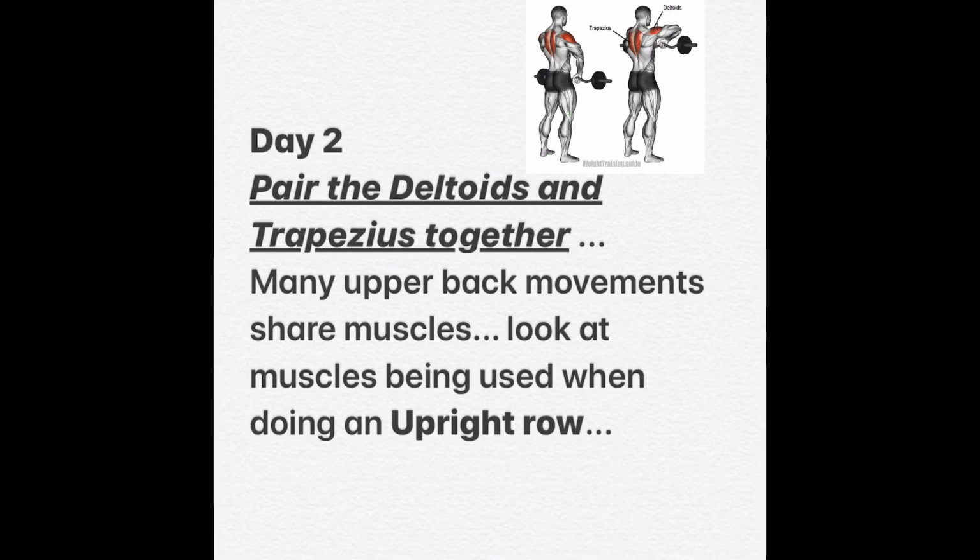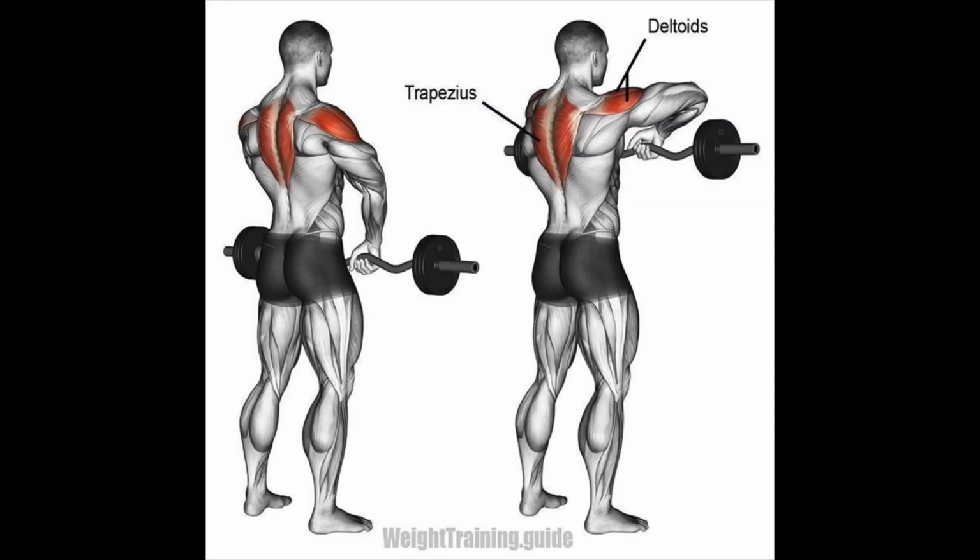Day 2. Pair the deltoids and the trapezius together. Many upper back movements share muscles. Take a look at the muscles being used now when doing an upright row. As you can see, the upright row uses both the trapezius and the deltoid muscles. The upright row is a good transition exercise when moving from shrugs to raises within your workout.